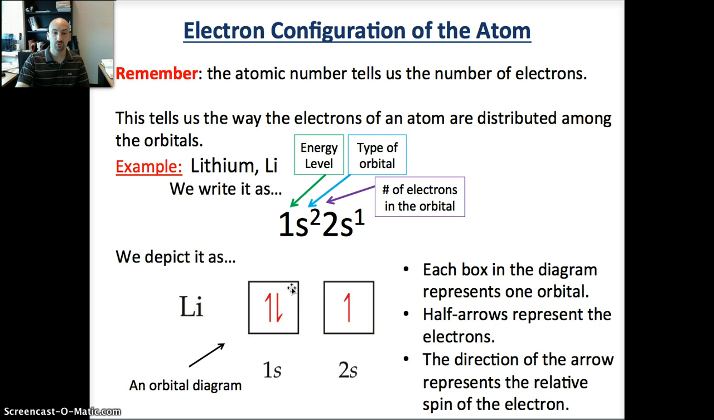Now, one of the other things we can do is depict these electron configurations using what's termed an orbital diagram. We draw out some boxes and draw in our electrons with these half arrows. Each orbital is represented by a box. So here's the 1s orbital represented by a box. The 2s orbital is also represented by a box. And then we put half arrows in for each electron. 1s has 2 electrons, so we have 1 up and 1 down because they have to have opposite spins. Same thing with the 2s, we only have 1 electron, so we can draw that either up or down.